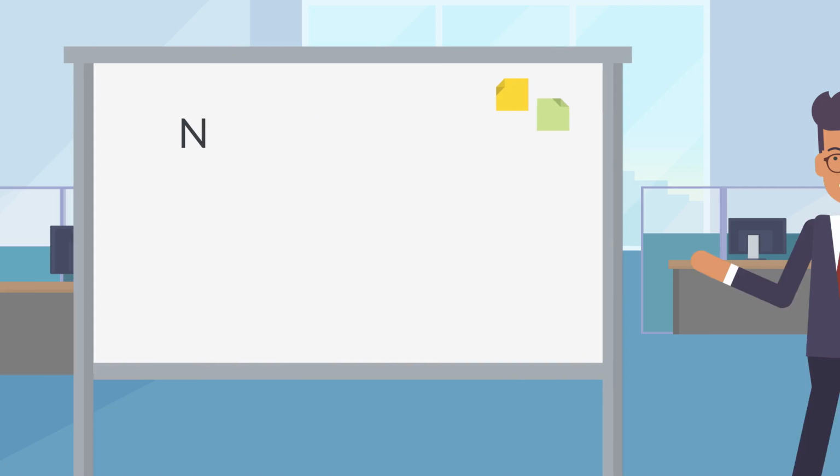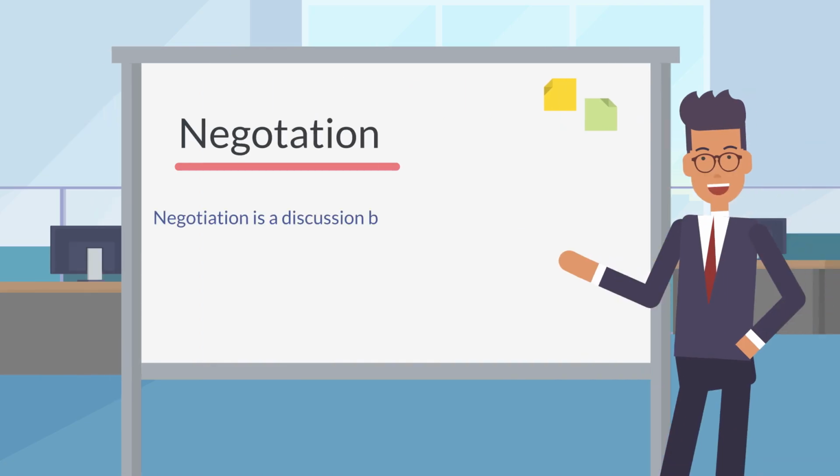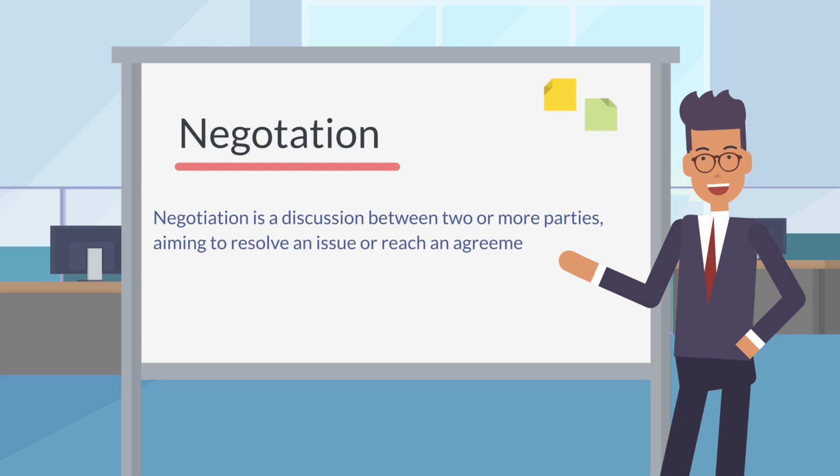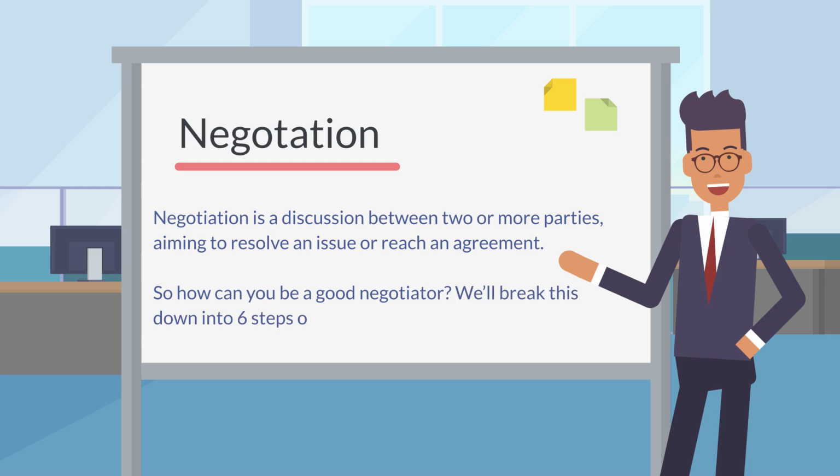Negotiation is a discussion between two or more parties, aiming to resolve an issue or reach an agreement. So how can you be a good negotiator? We'll break this down into 6 steps of effective negotiation.